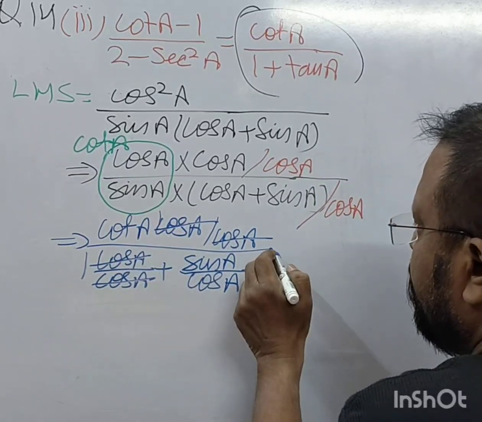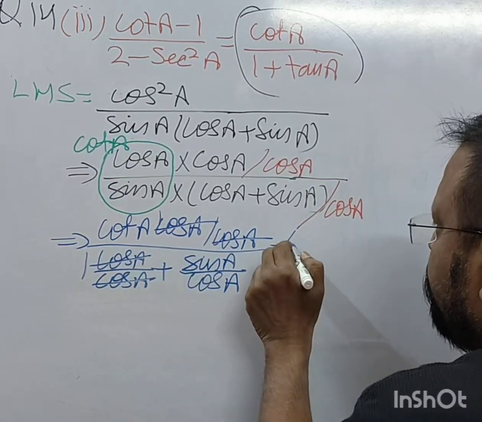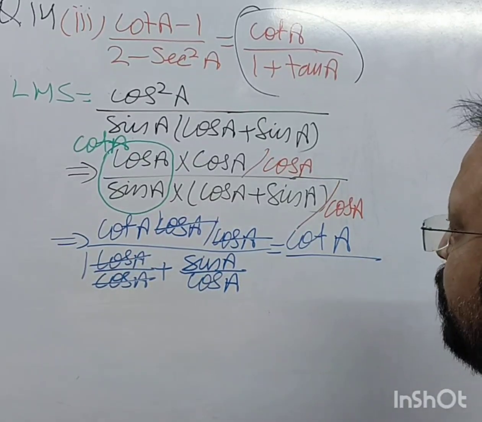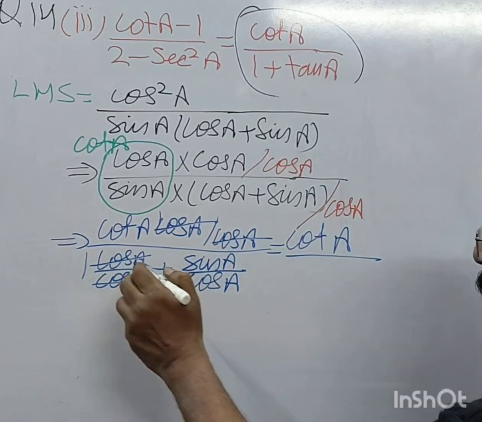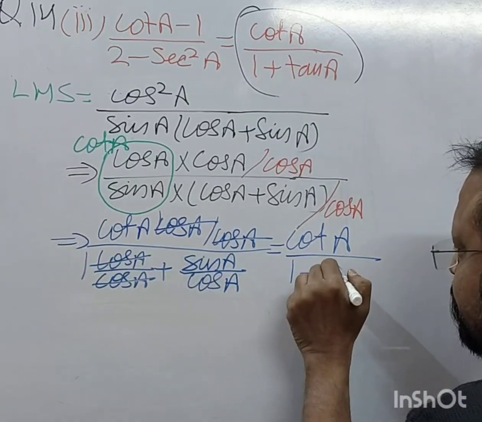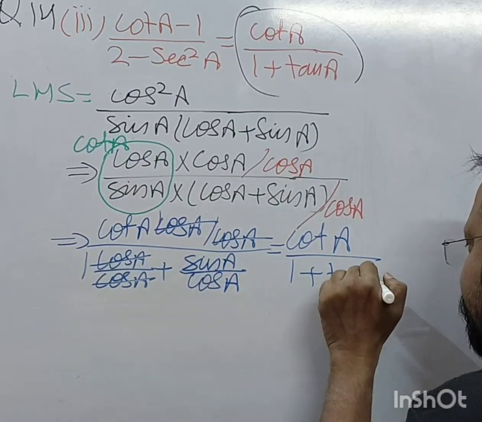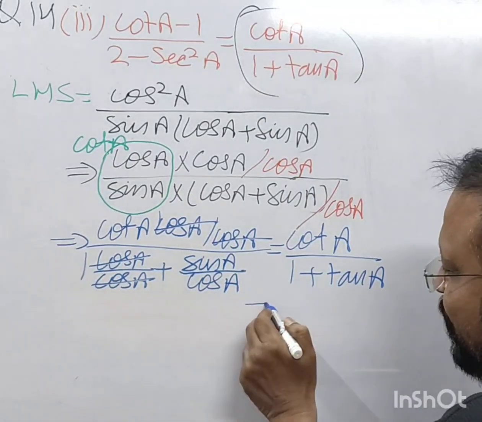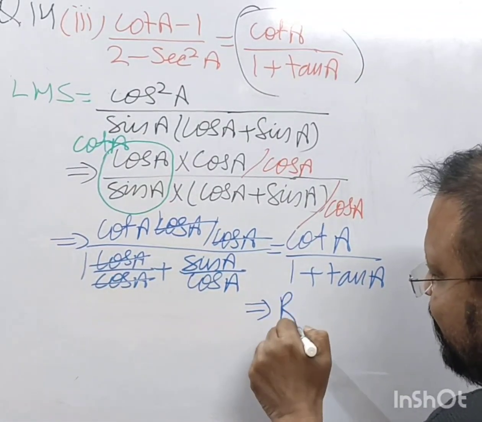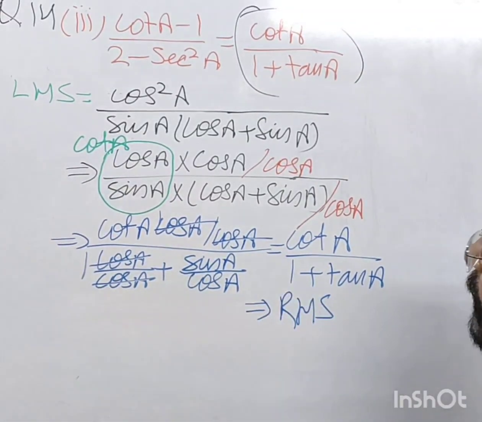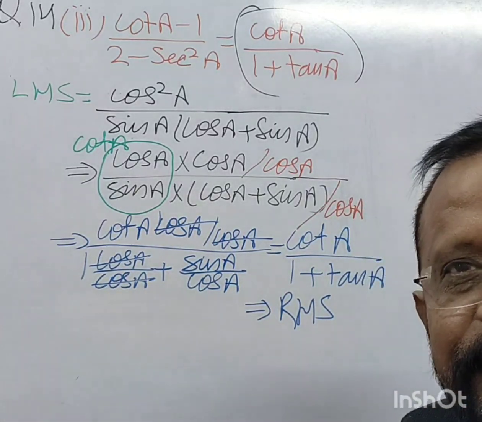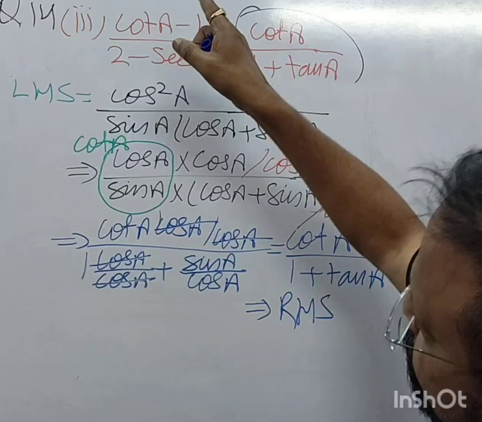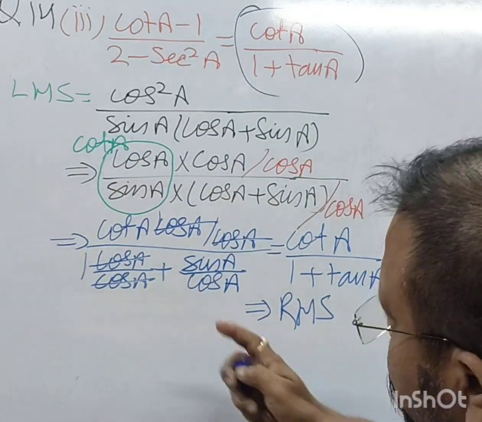So when they multiply, you get cot A upon 1 plus tan A. Right? So you get what? You get RHS. This is the way you can do this. That way, if you keep on solving, you will reach here.